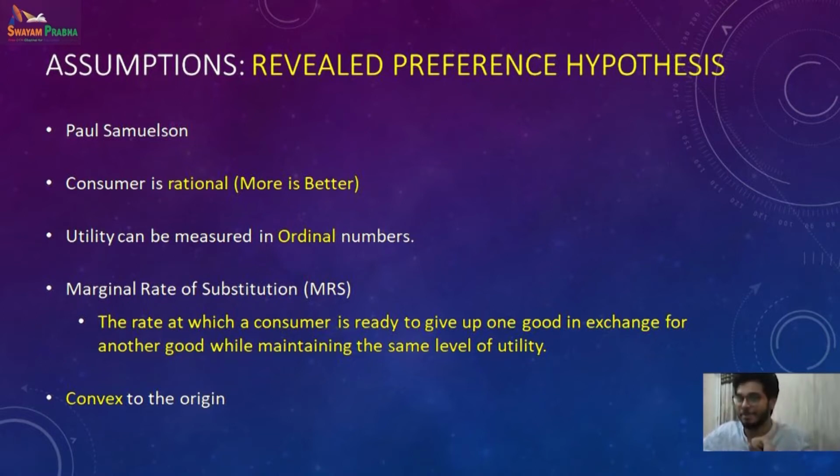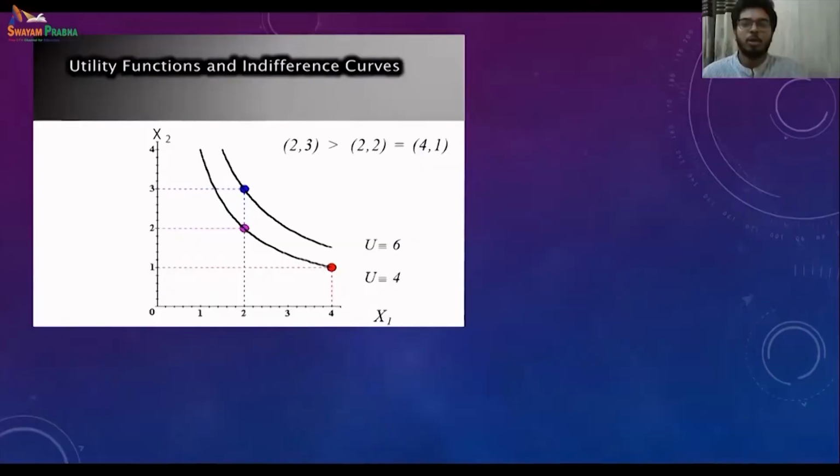Again, the word came, marginal, right? What is marginal? Incremental rate of substitution. So here we can see there are two indifference curves which show two utility levels. Indifference curve 1 is showing utility level 4. Indifference curve 2, the upper indifference curve, has a higher utility level equal to 6. It's not marked here which is which, but the upper one is indifference curve 2.